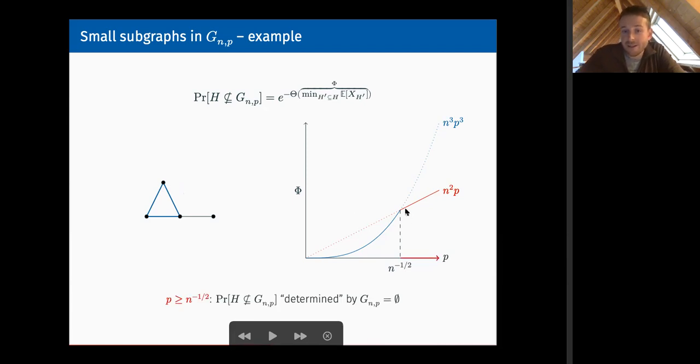Now, what does this mean here? How did we calculate this? For the probability that H is not a subgraph of G(n,p), we look at the least likely subgraph H' of H, and then we bound the probability that that particular H' does not appear. And in this regime here, that least likely subgraph is actually a single edge. And therefore, our bound on H not being a subgraph of G(n,p) is really determined by G(n,p) being the empty graph.